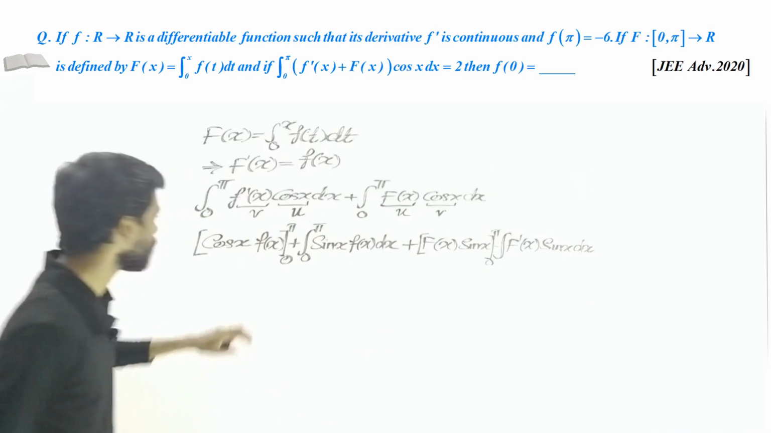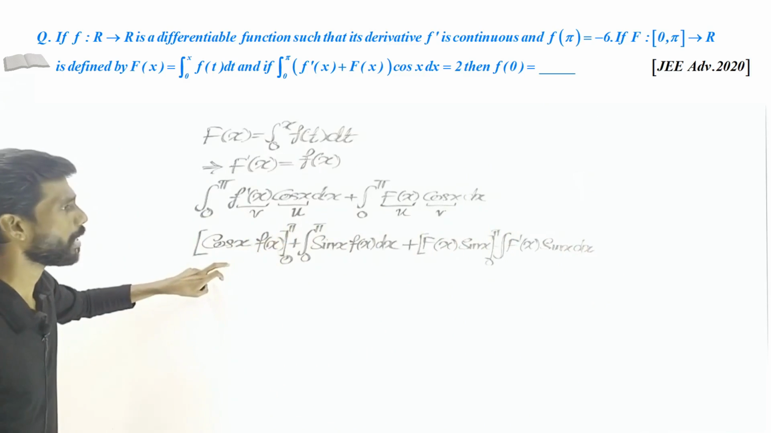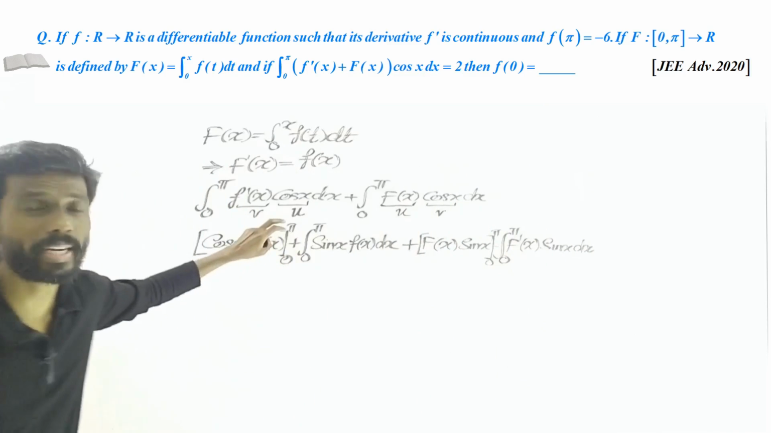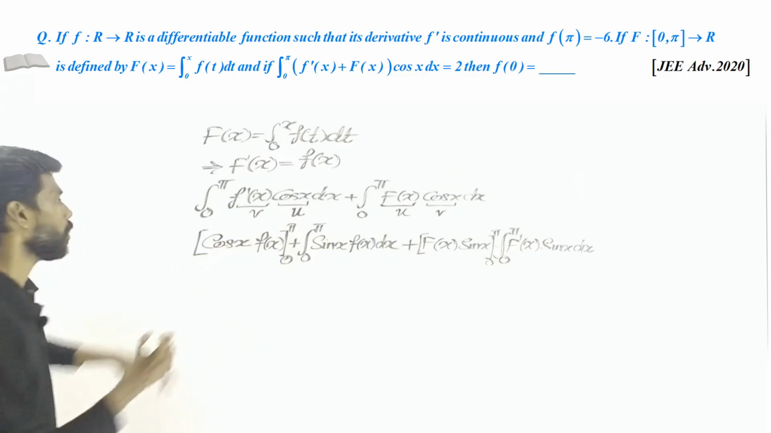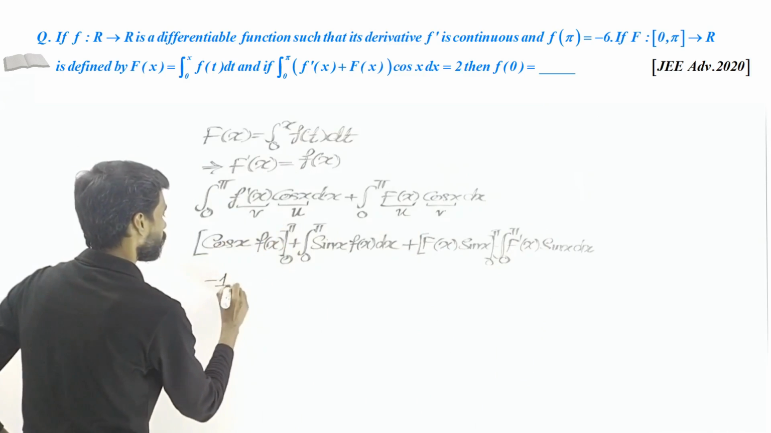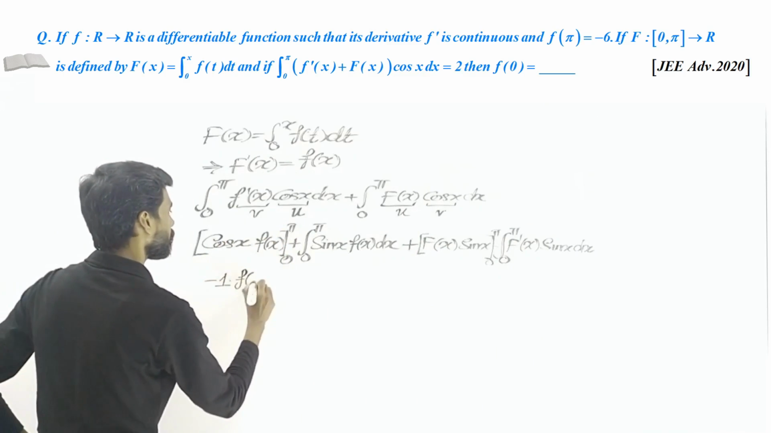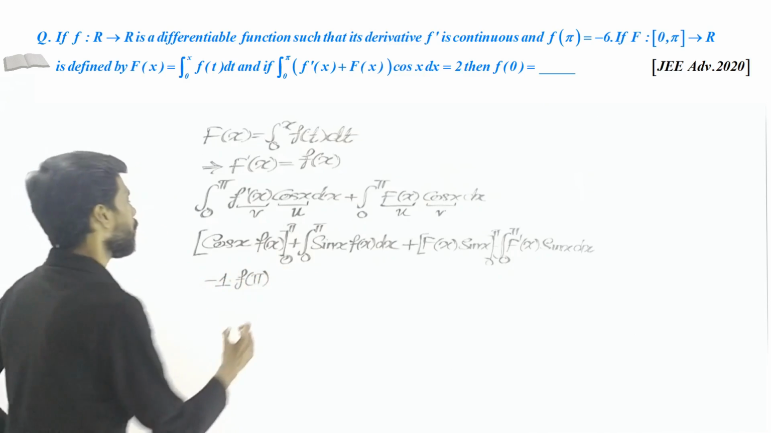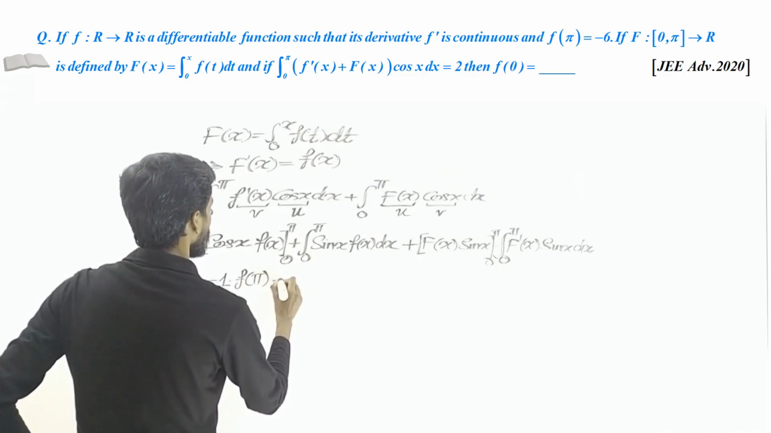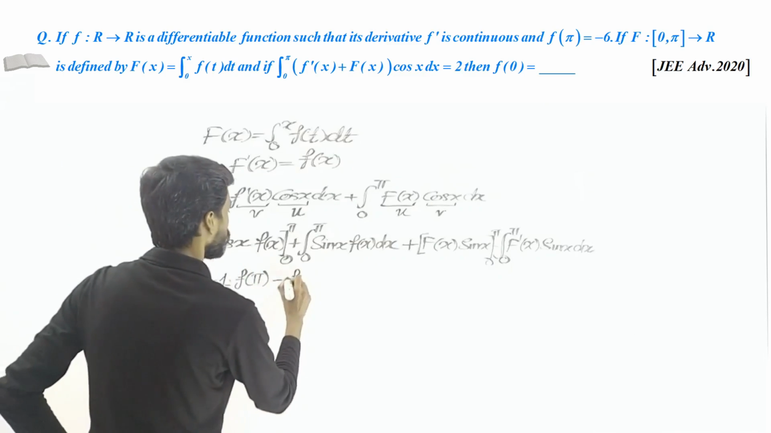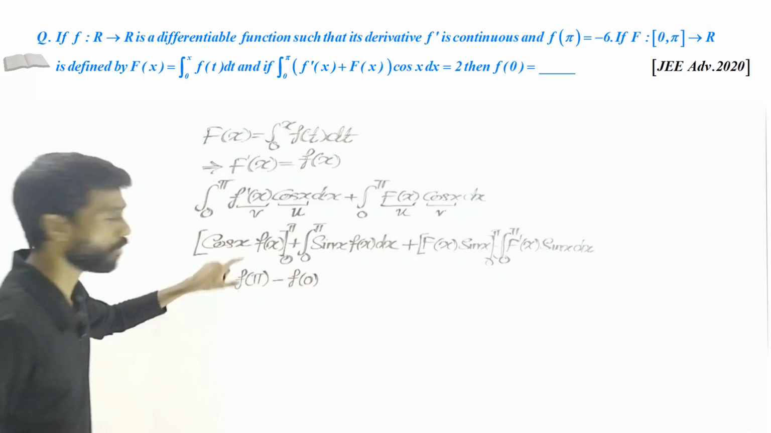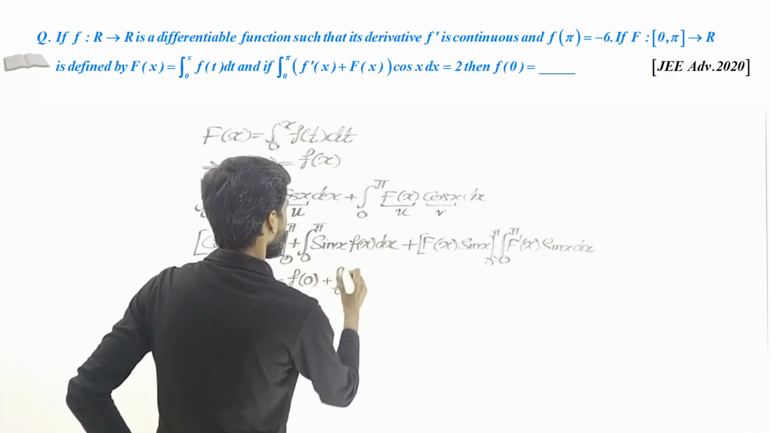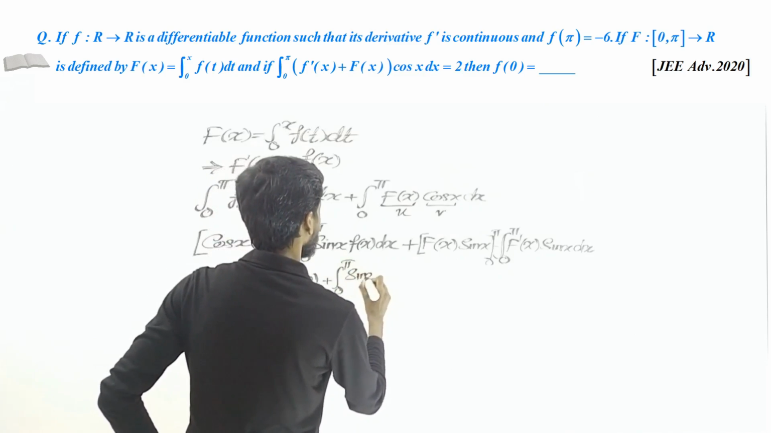Let us substitute the limits, 0 to pi. Substituting the upper limit, cos pi is minus 1, so minus 1 multiplied by f of pi. Now substitute 0: we get minus cos 0, which is 1, so minus f of 0. Okay, so this is the first one. Now this we will keep as it is, plus integral 0 to pi sin x f of x dx.